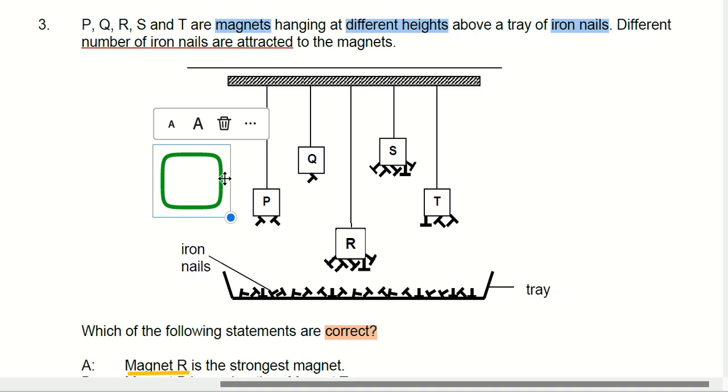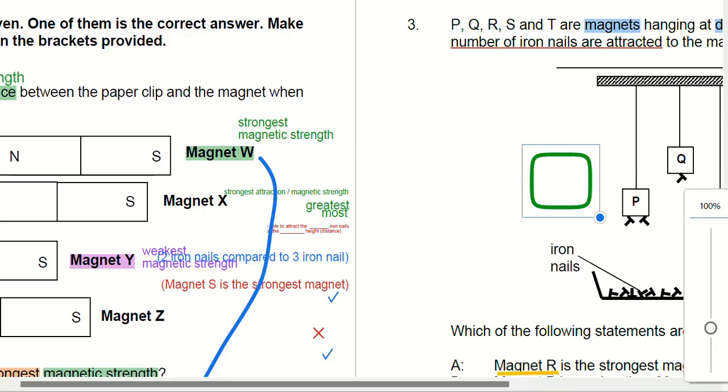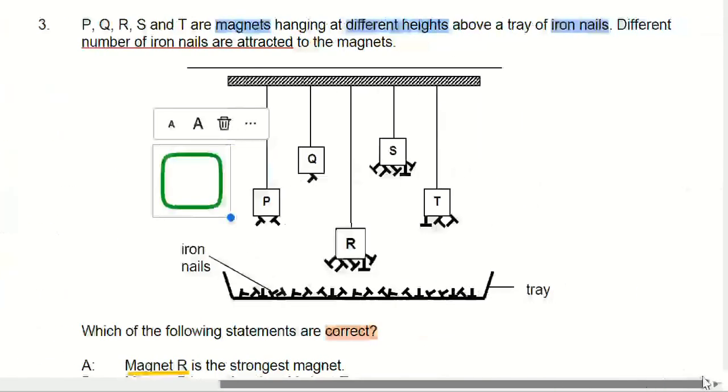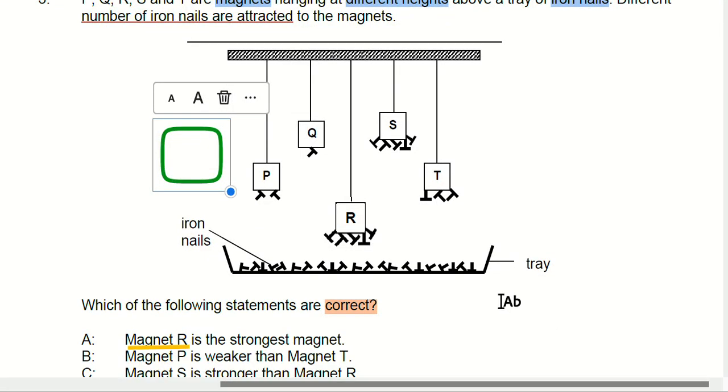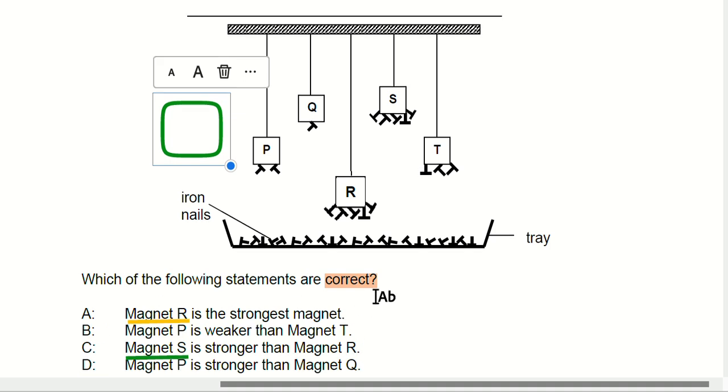So from here, let's take a look at the statements. Statement A: Magnet R is the strongest magnet. Magnet P is weaker than magnet T. Magnet S is stronger than magnet R. Magnet P is stronger than magnet Q. There are a lot of statements and it's very confusing, right?